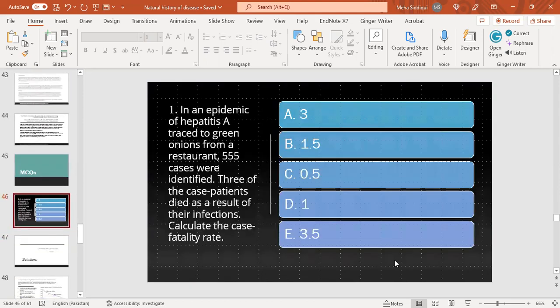Now, moving on to MCQs. MCQ number 1: in an epidemic of hepatitis A traced to green onions from a restaurant, 555 cases were identified. 3 of the case patients died as a result of the infections. Calculate the case fatality rate. 3, 1.5, 0.5, 1, 3.5. It needs a little calculation. Any guess?